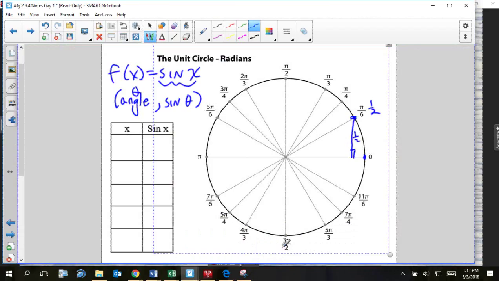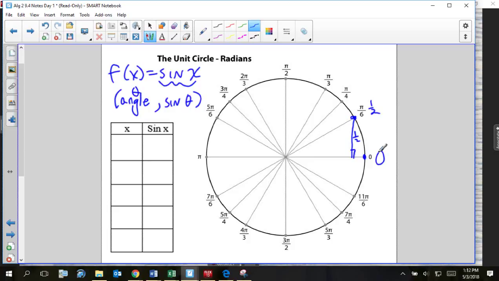Right, so I forgot 0 as well. What is the sine value at the ordered pair that lands right there on 0? What's the sine value? That's 0, because that's talking about how high up it is, and that's 0 up.